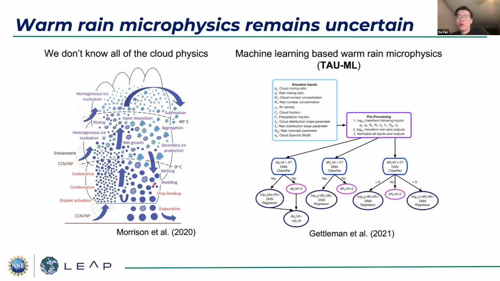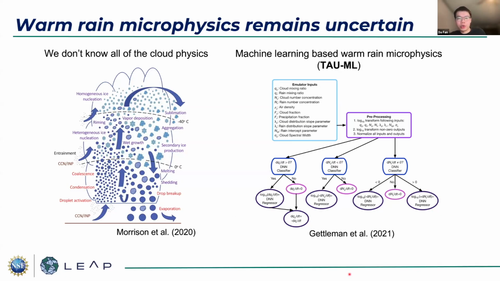In climate models, warm rain microphysics remains a large source of uncertainty. This left figure shows many cloud processes like cloud condensation, the conversion from cloud water to rainwater and growth of rainwater. In fact, many of these cloud processes are still poorly understood and cannot be directly resolved by climate models. Cloud processes have to be parameterized using empirical models.